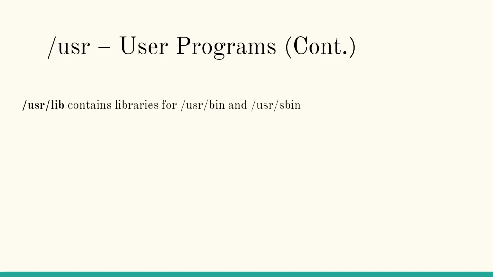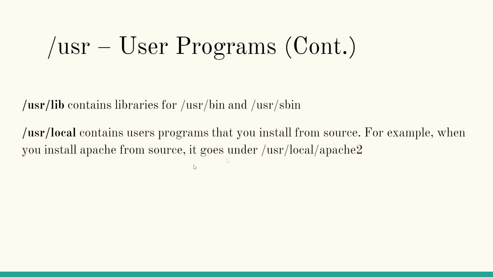To continue, /usr/lib contains libraries as well for /usr/bin and /usr/sbin. And /usr/local contains user programs that you install from source. So for example, when you install Apache from source, it goes under /usr/local/apache2. Okay, so again, the /usr here is for the user programs, and under it you can find lib, bin, local, sbin, and so on.